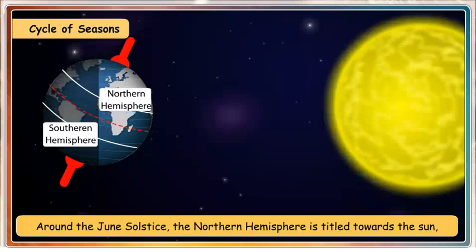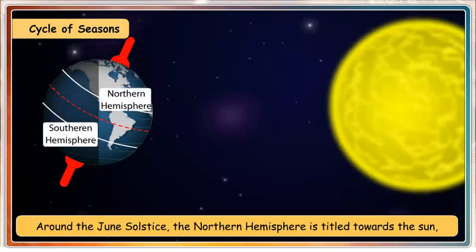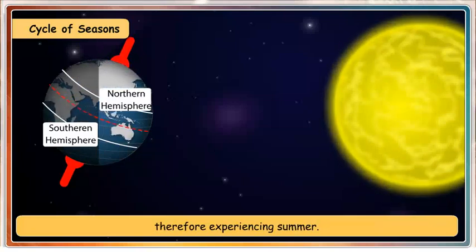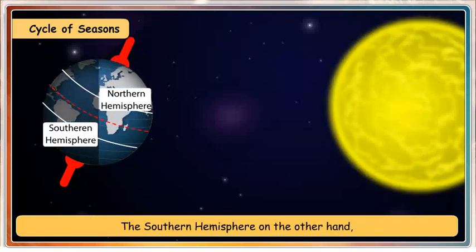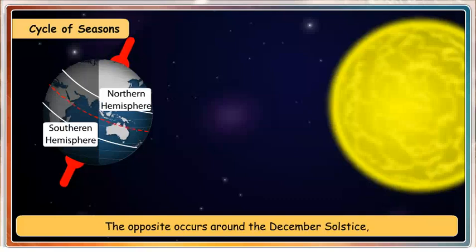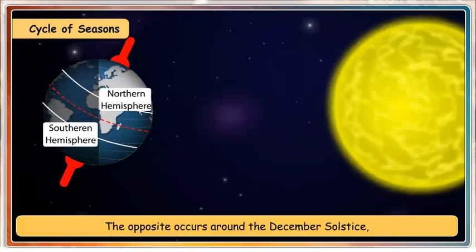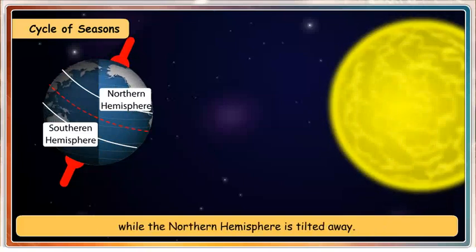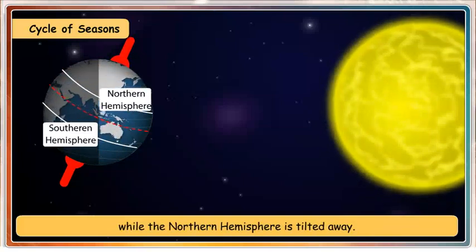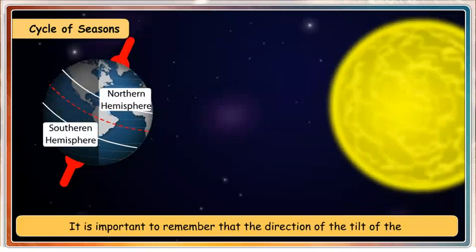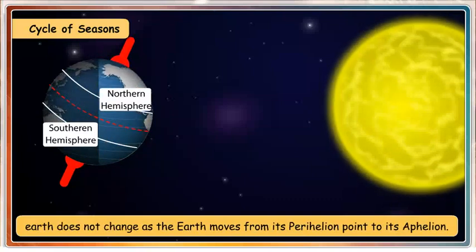Around the June solstice, the northern hemisphere is tilted towards the Sun, therefore experiences summer. The southern hemisphere, on the other hand, is tilted away from the Sun and thus experiences winter. The opposite occurs around the December solstice, when the southern hemisphere is tilted towards the Sun while the northern hemisphere is tilted away.